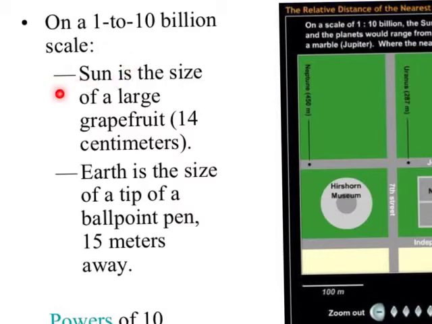And so just in general, if the size of the sun were a grapefruit, then the size of the Earth would just be the tip of a ballpoint pen. And specifically, kind of drawn to scale, the Earth would be that small, and it would be about 15 meters away from the grapefruit sun.